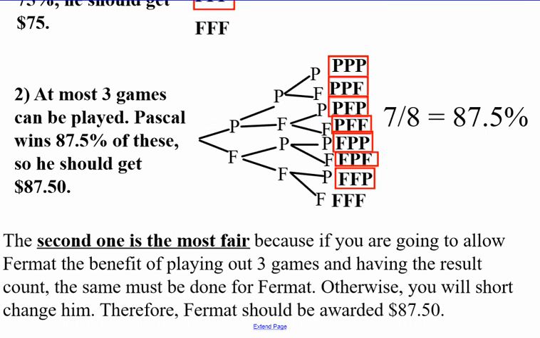So we choose option number 2. And the reason is this. The second is the most fair because if you're going to allow Fermat the benefit of playing out 3 games and having the result count, the same must also be true for Pascal.